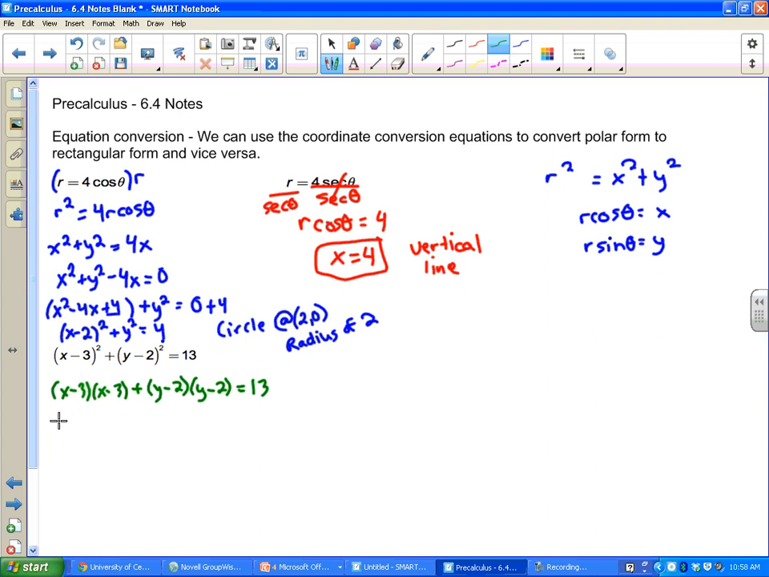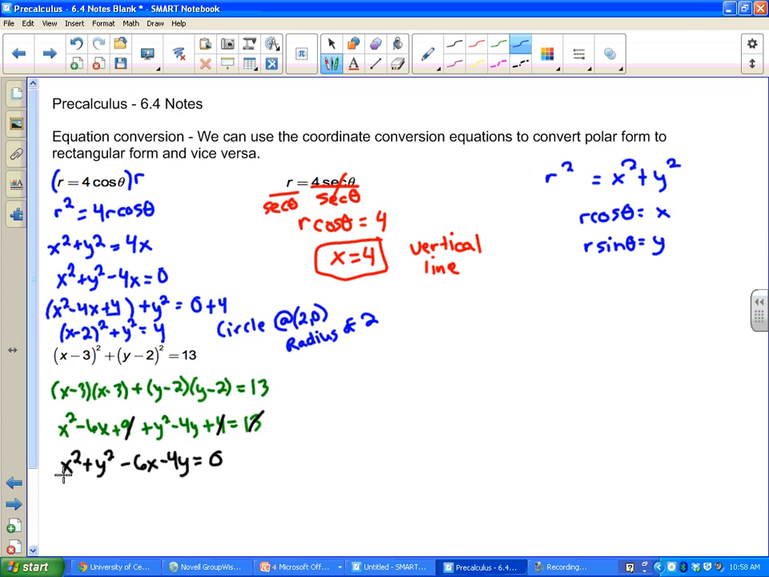And so that would be x squared minus 6x plus 9. And this would be y squared minus 4y plus 4 equals 13. Let's add 9 and 4, that's 13, right? And then I have a 13 on the other side that I could subtract over, so that will cancel out all my numbers, right? And so let's rewrite this as x squared plus y squared minus 6x minus 4y. All my numbers are gone, so the right side equals 0.